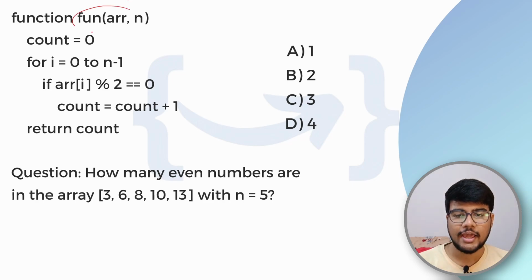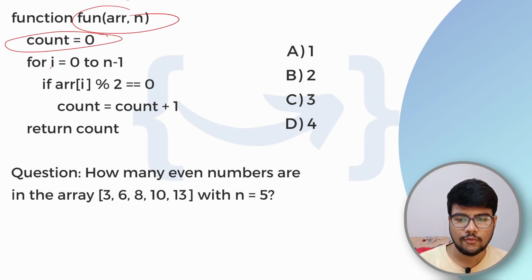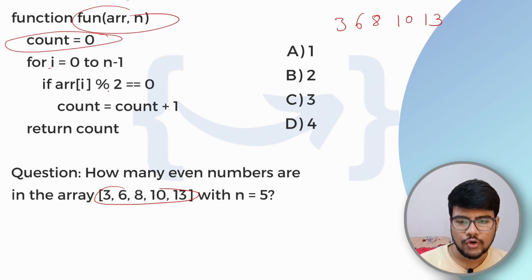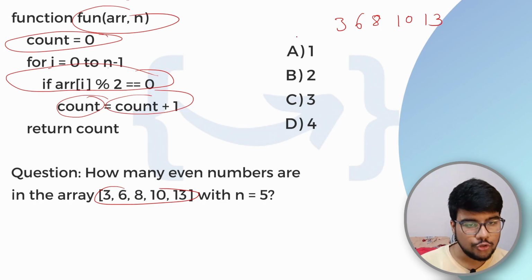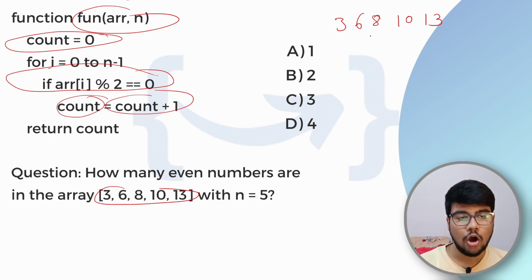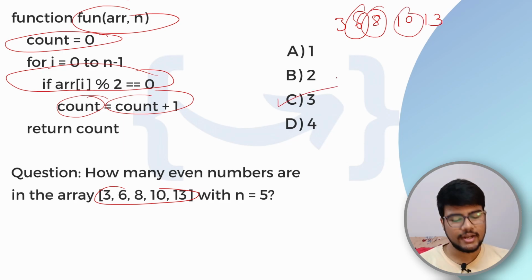Now, function array comma n, which is count from 0 to n. Passing these values to my function: 3, 6, 8, 10, 13. Now, if array of I mod 2 is equivalent to 0, which is even, count equals count plus 1, which means you need to count all the even numbers present in this snippet. It will be 1, 2, 3. Mark 3 as the right answer.